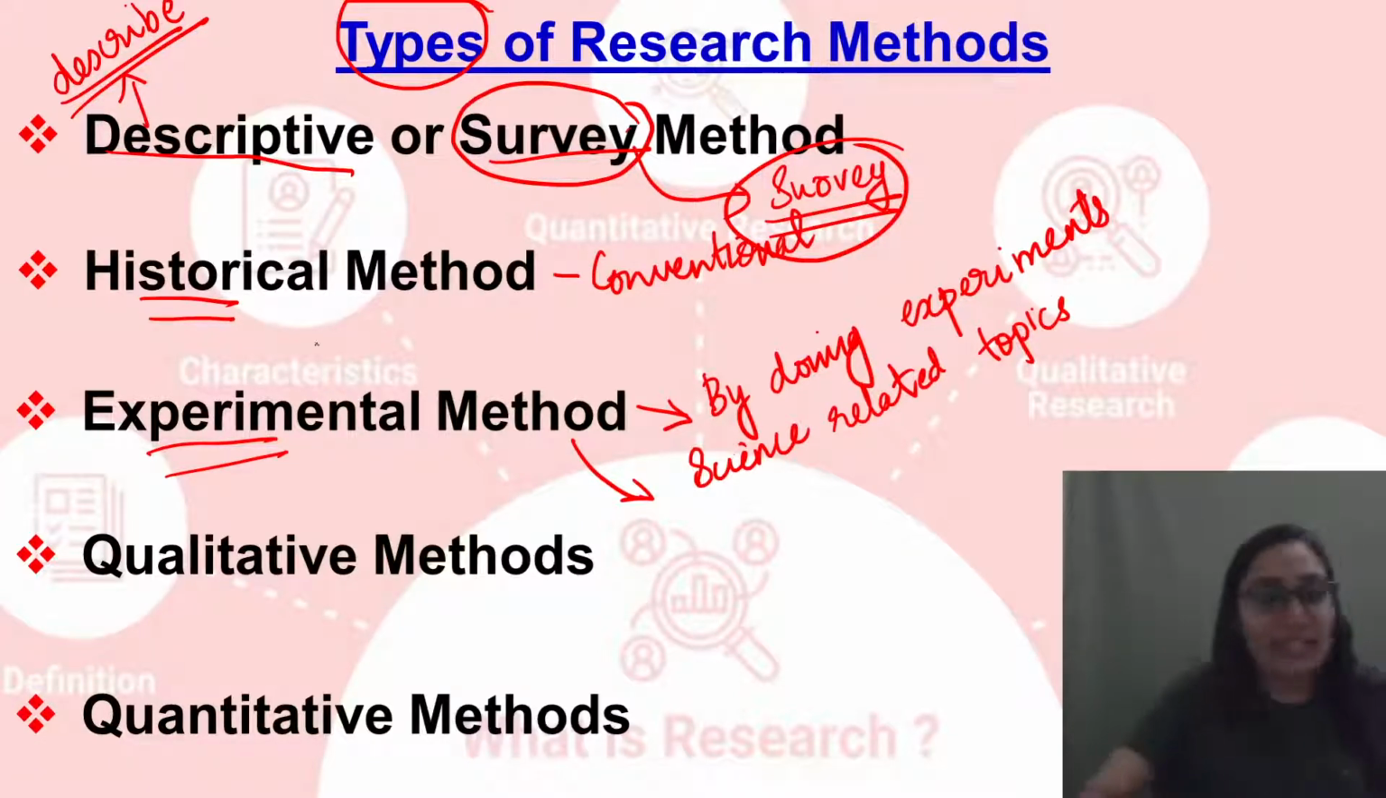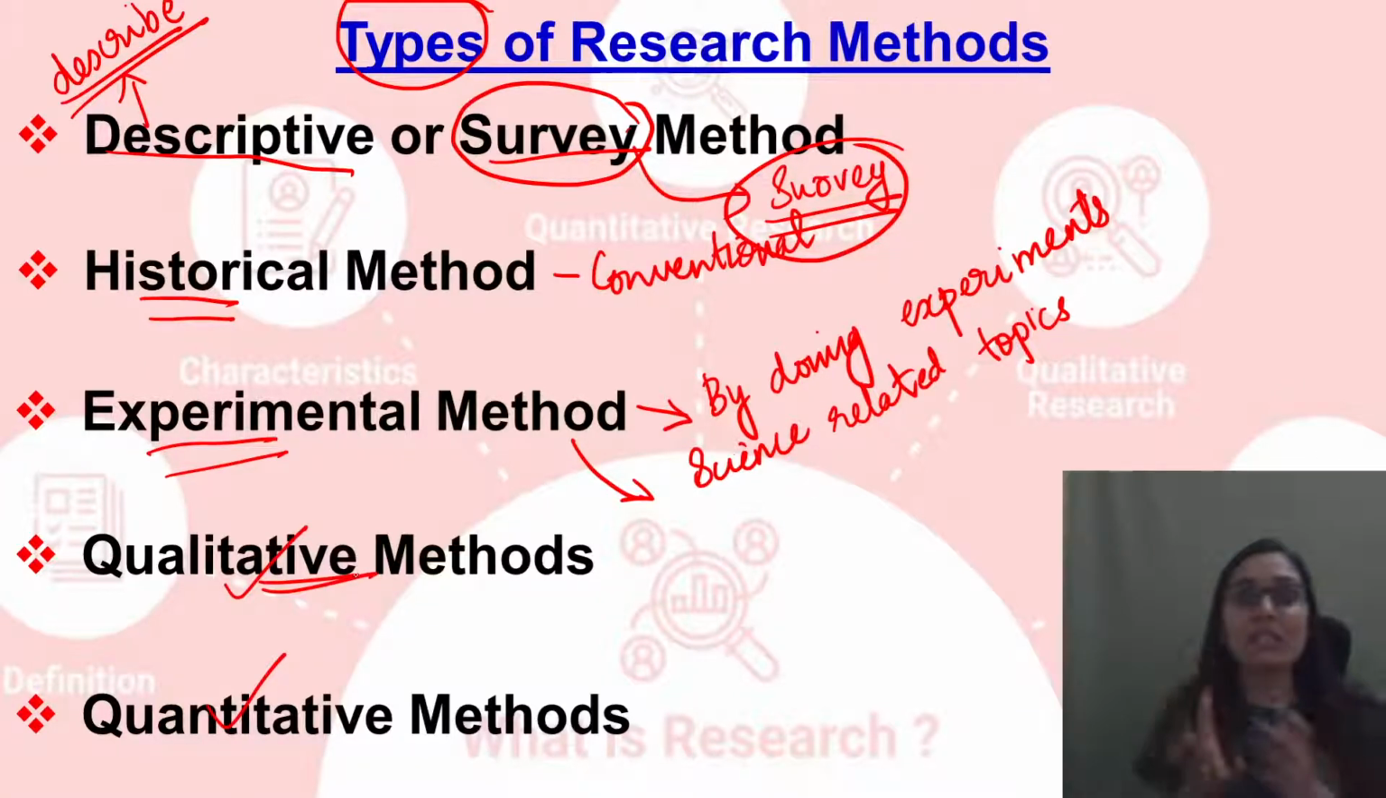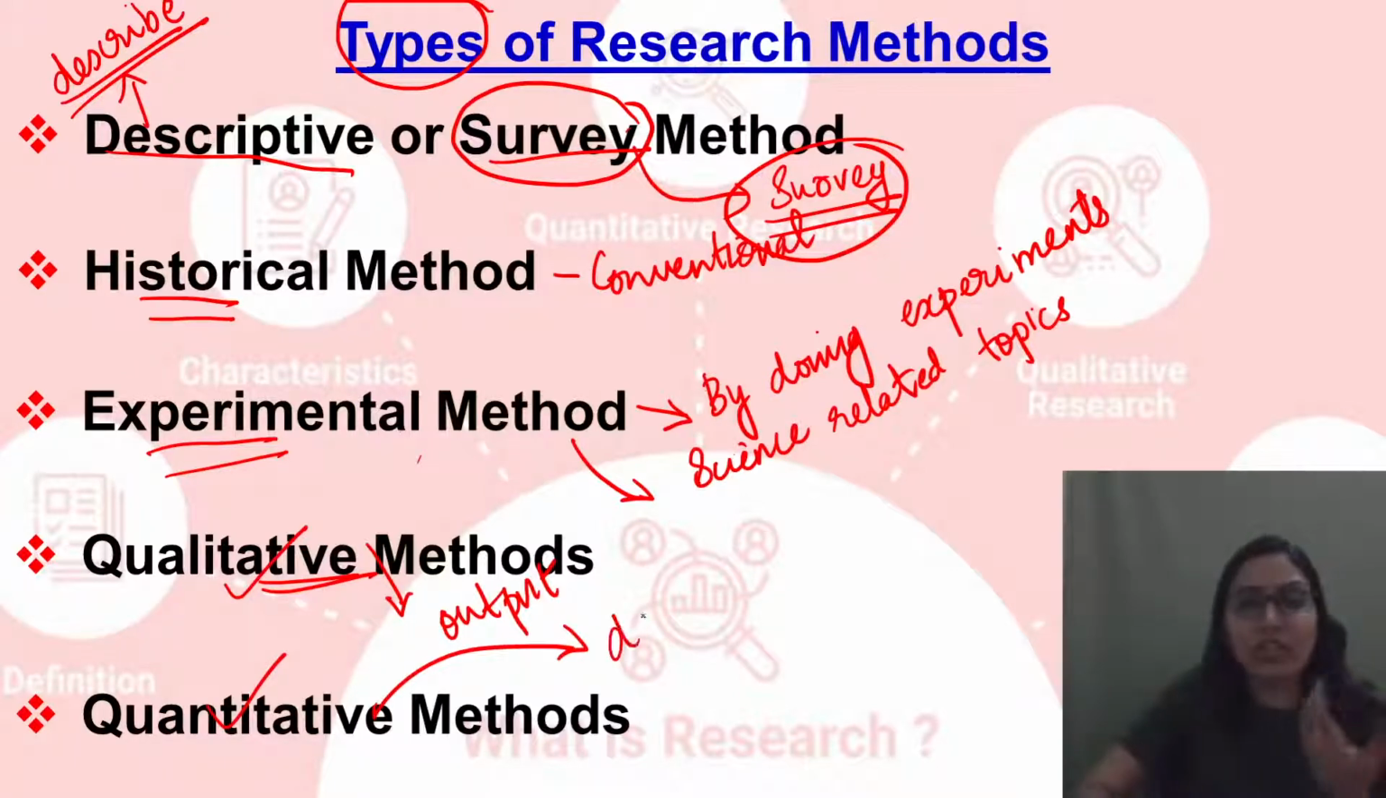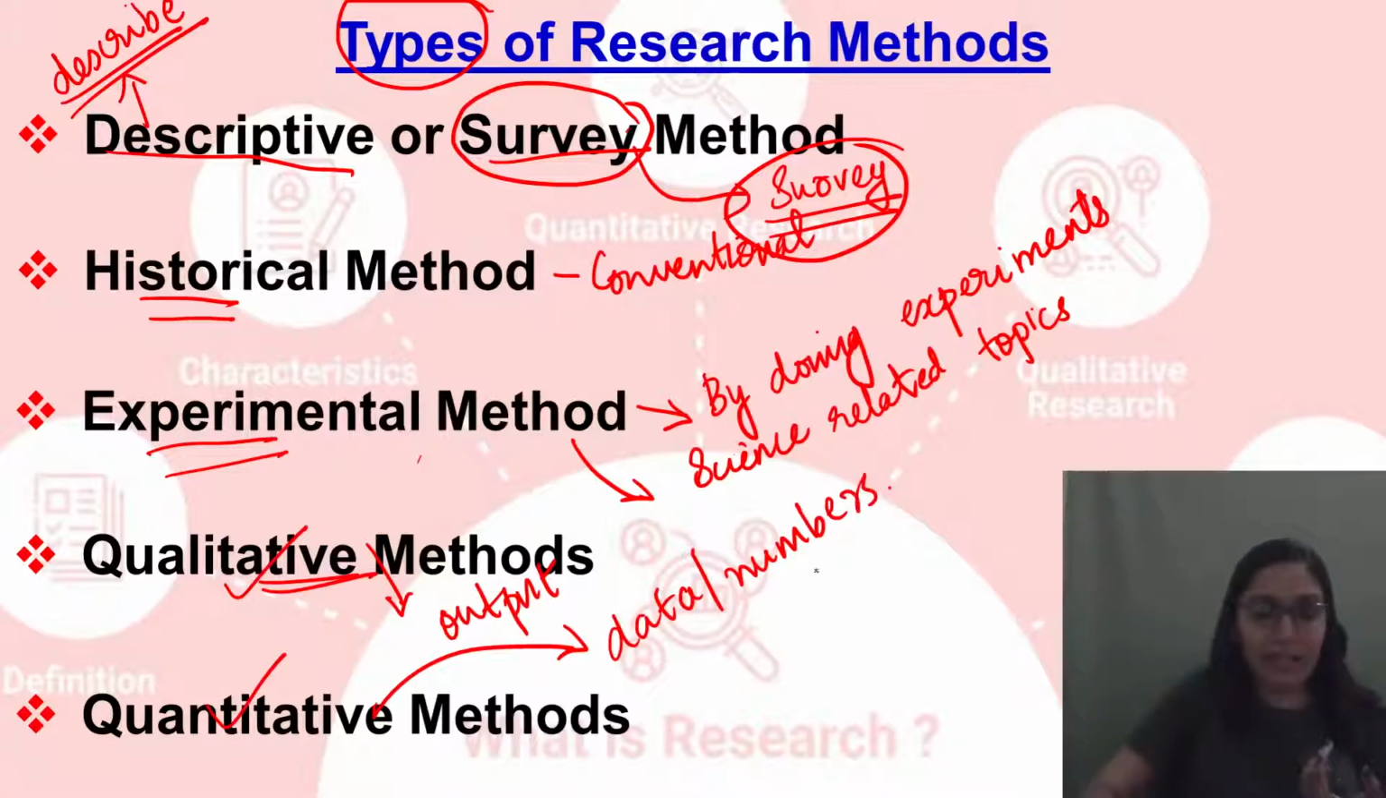Now, next is qualitative methods and quantitative methods. I think yesterday we have discussed this. So qualitative is based on quality. That means it's based on the output. So the focus here is on the output. Whereas in quantitative, it is all related to data or numbers. Yesterday we have seen this example.